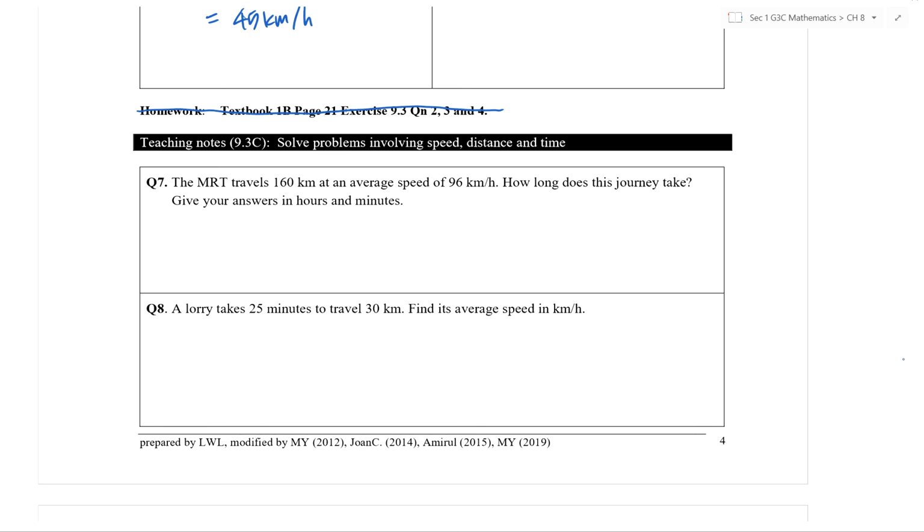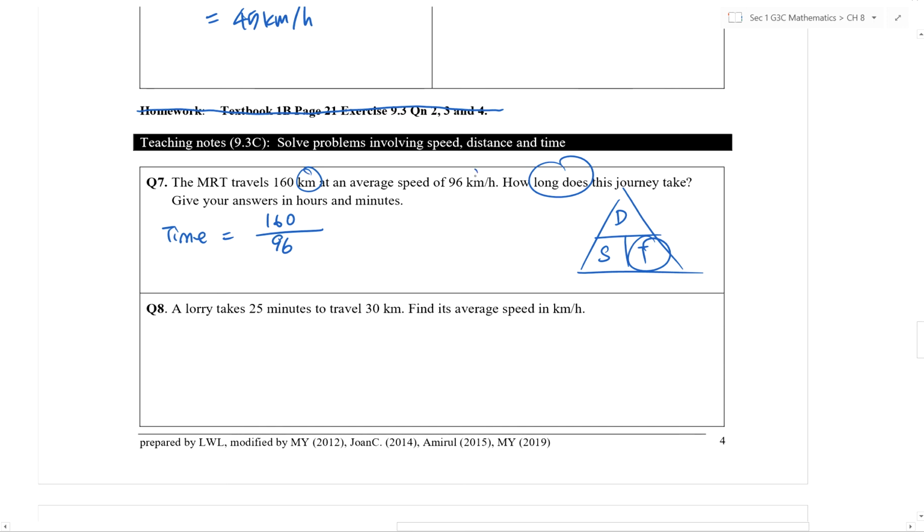So let's carry on with question 7. Now the MRT, it travels 160 kilometers, and this is the average speed. How long does it take? I find this very useful. Distance, speed, time. If I want time, I'll take distance divided by speed. So time taken, distance is 160 divided by the speed. Take note that since we are dealing with kilometers and the speed is in kilometers, we don't have to change any of the units. And since within our speed we have per hour, our time will be in hours.